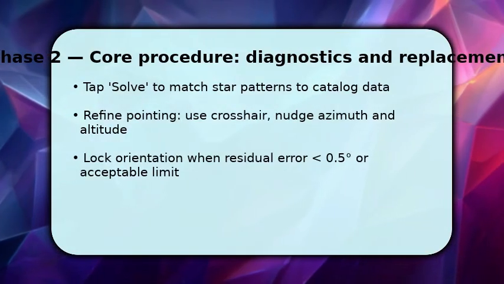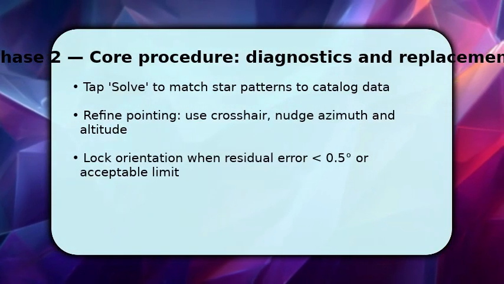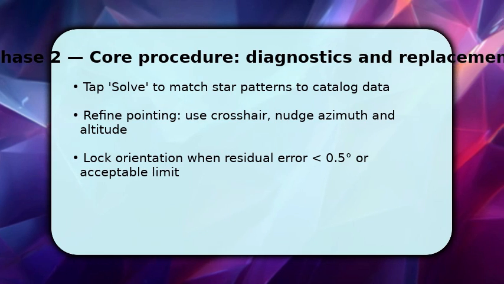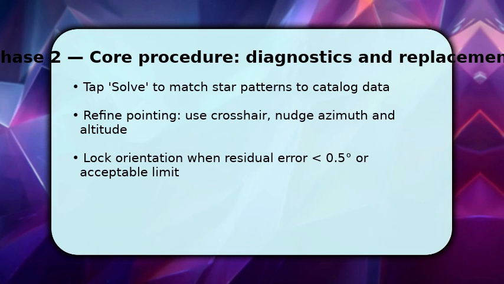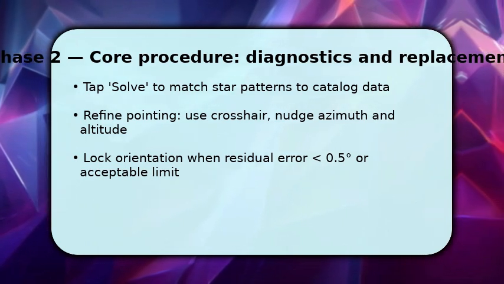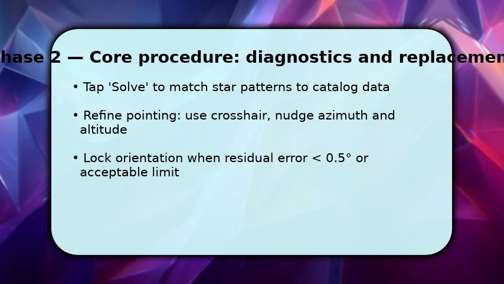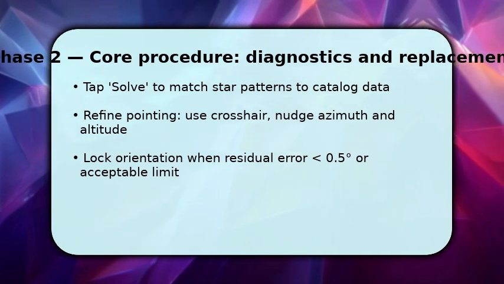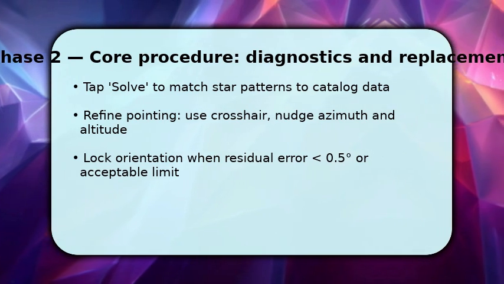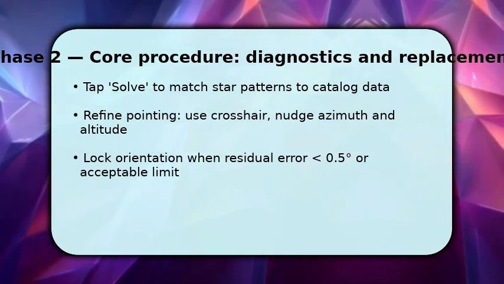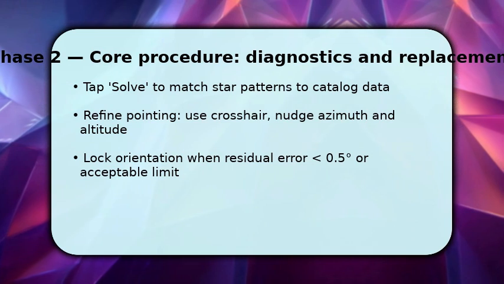You now perform the core alignment. Trigger the plate solve so the app matches the captured star field to its catalog. This is how it computes your exact sky coordinates. If the first solve is off, use the on-screen crosshair to nudge azimuth and altitude and rescan a slightly different patch of sky. Once residual error drops below about 0.5 degrees, make sure to set your acceptable limit.